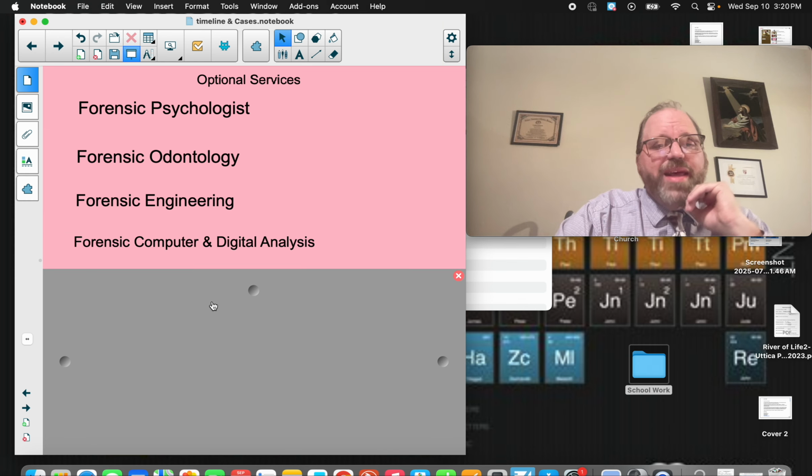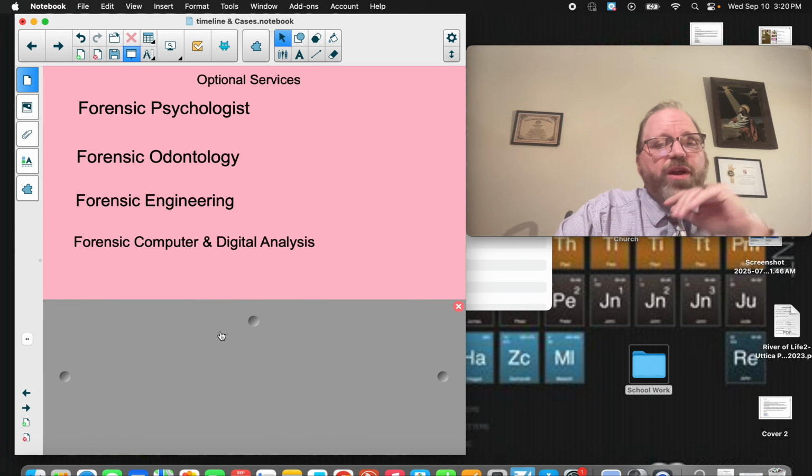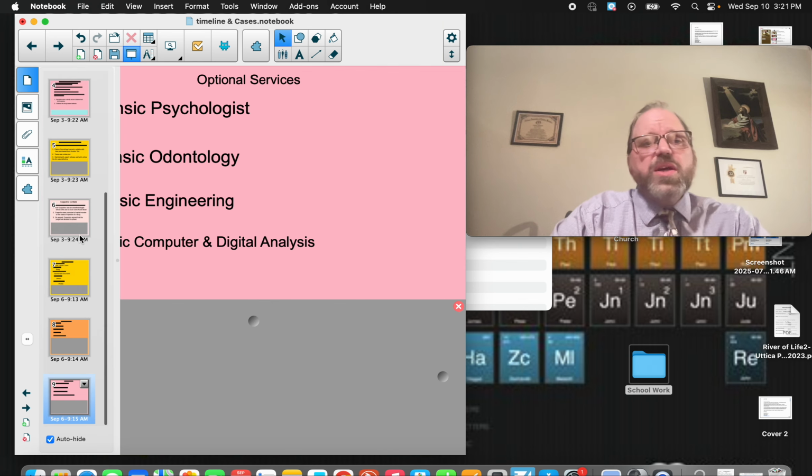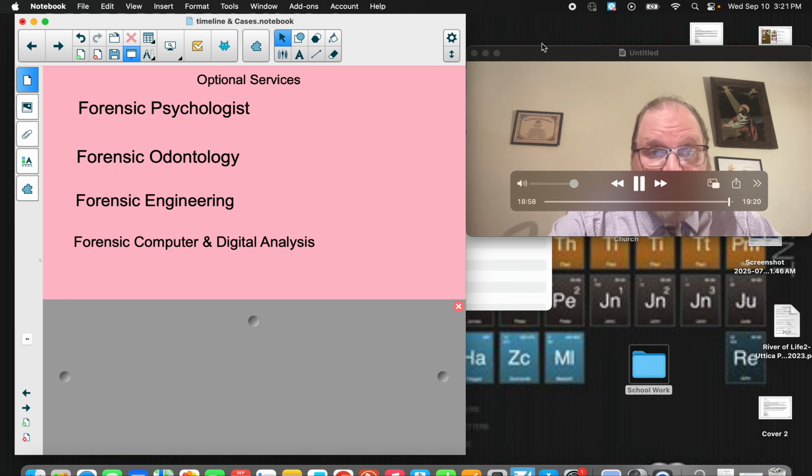Okay, and the last one is forensic computer and digital analysis. So identifying computer files and recovering of information, things along those lines. And I think, if I'm correct, that is the end of today's notes. So hopefully that wasn't too bad.